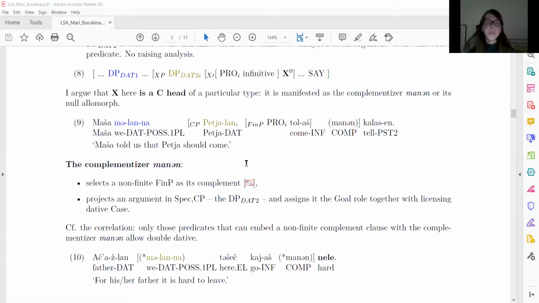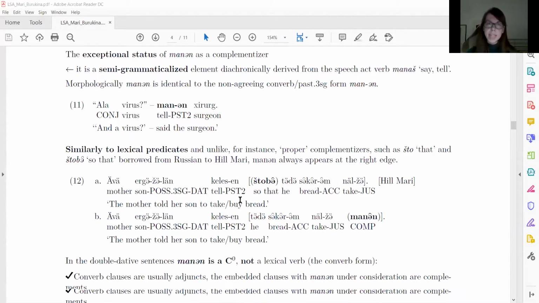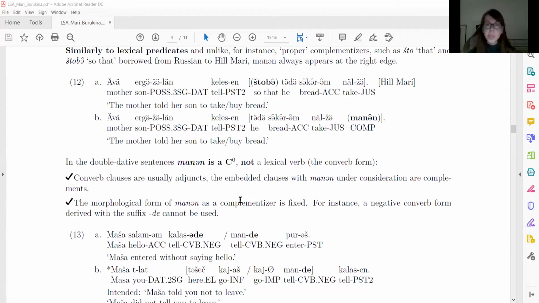However, I want to show you some pieces of data that suggest that this is not the case, that mannen is indeed a proper C-head in the constructions under discussion and not a lexical verb. So first of all, converb clauses are usually adjuncts, and there is only one exception in Mari, and this is not it. And the embedded clauses with mannen under consideration are complements.